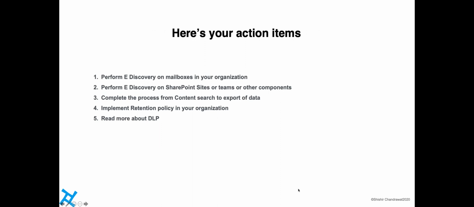Now here are your action items. Perform e-discovery on mailboxes in your organization. So maybe put some data in those mailboxes and try to do an e-discovery. Perform e-discovery on SharePoint sites, Teams and other components. Complete the process of content search from the search to the export of data. I left you at the point where I said that you have to do it from Internet Explorer. So wait for that to go to 100% and then open this from Internet Explorer and download the content. Implement retention policy in your organization, so you can put different kinds of retention policies, 7 years, 10 years, on different content. Do that, and then read more about data loss prevention and try to implement it.